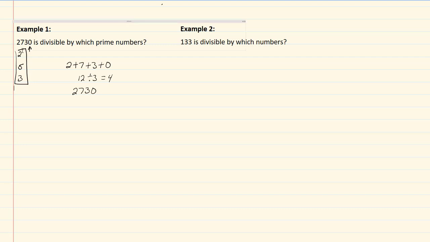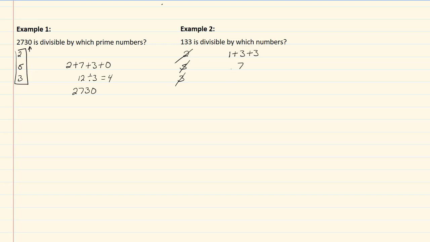Let's take a look at 133. It's not divisible by 2, and it's not divisible by 5, and I can tell that just by looking at the last number. It's not an even number, and it's not 5 or 0. So now we check 3. So I'll add up 1 plus 3 plus 3, which is going to give me 7. So 3's out. Now, it doesn't mean that it's not divisible by other numbers. Okay, I need to check those.